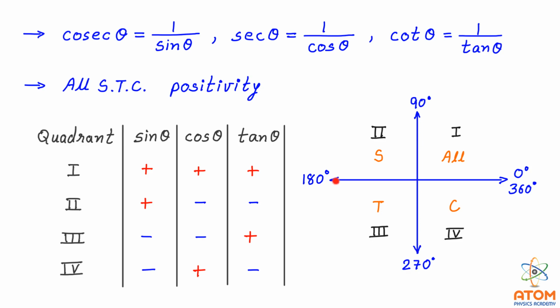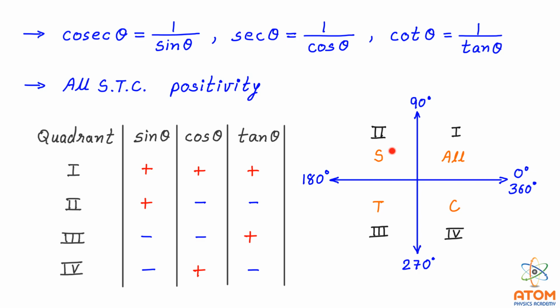Look here. This is the Cartesian coordinate system. This is angle 0, 90 degree, 180 degree, 270 degree and 360 degree back. So you know that this is known as the first quadrant, this is the second quadrant, this is the third quadrant and this one is the fourth quadrant. So all STC means in the first quadrant all the trigonometric functions are positive. That means sin theta, cos theta, tan theta all are positive in the first quadrant.